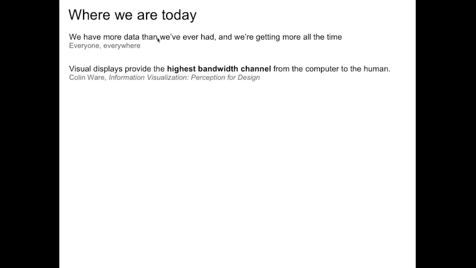Visual displays provide the highest bandwidth channel from the computer to the human. Now, it seems kind of obvious, but we should pause and think about what it means for a minute. That means unless we jack into the matrix or get a little USB plug in our neck, or the computers wipe us out and are just talking to each other, as long as neither of those things happen, this is still going to be the highest bandwidth channel in this important interaction loop.